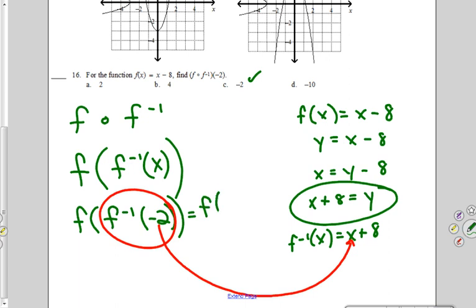Now we need to find f of 6. So for that, you take 6 and you plug it into the original function, f of x. What's 6 minus 8? -2. You end up back where you started. So C is the correct answer.